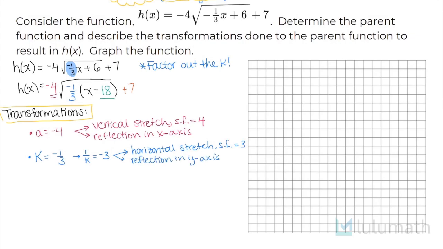We know that the d value is 18, and we know it is positive 18 because the format is x minus d, and since this is minus 18, then d is positive 18. And this tells us that we have a horizontal translation or shift 18 units to the right.